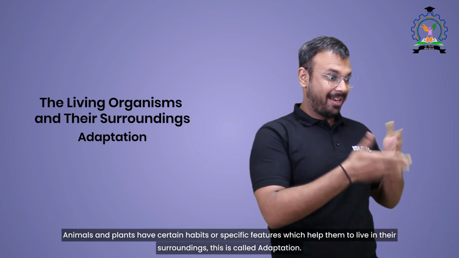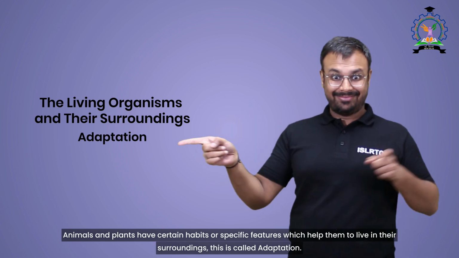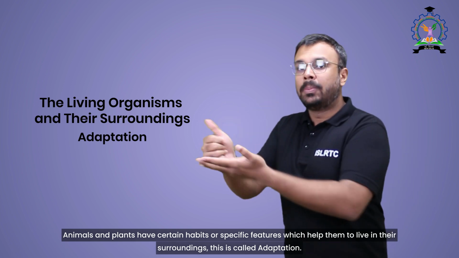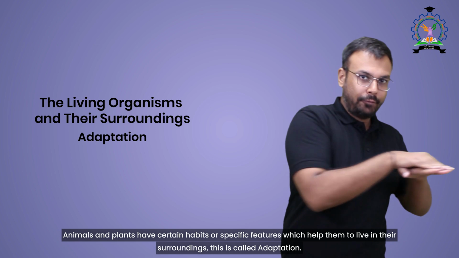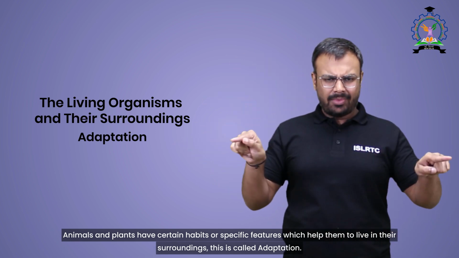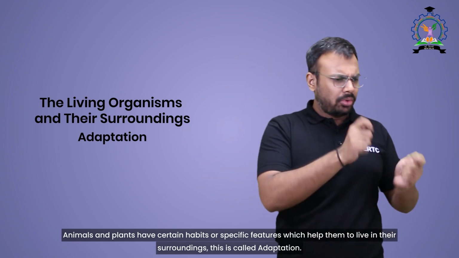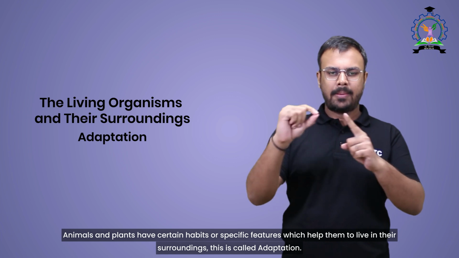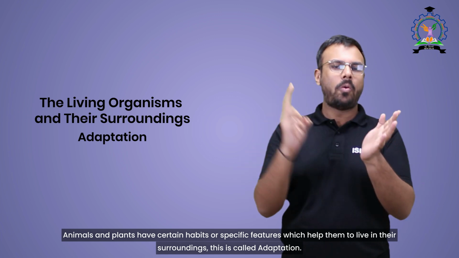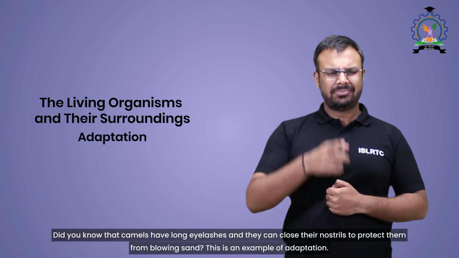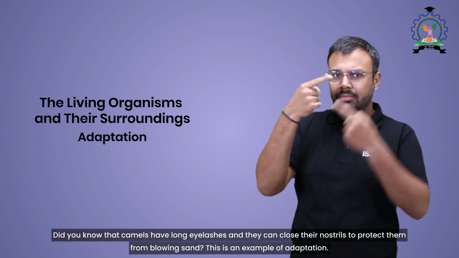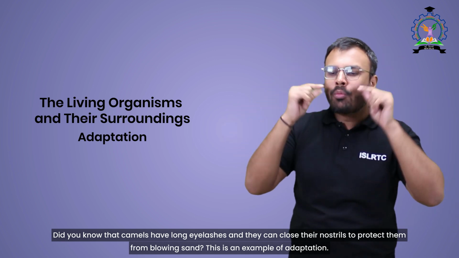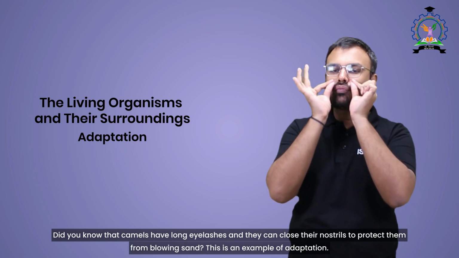Animals and plants have certain habits or specific features which help them to live in their surroundings. This is called adaptation. Did you know that camels have long eyelashes and they can close their nostrils to protect them from blowing sand? This is an example of adaptation.